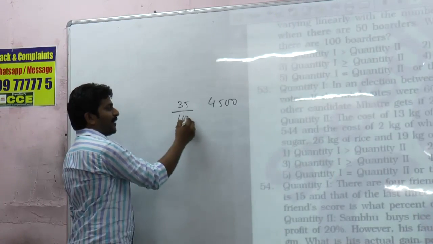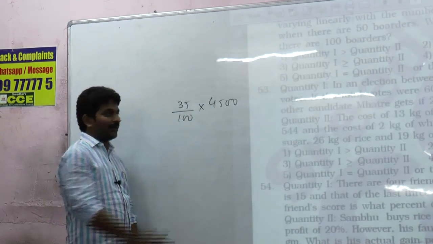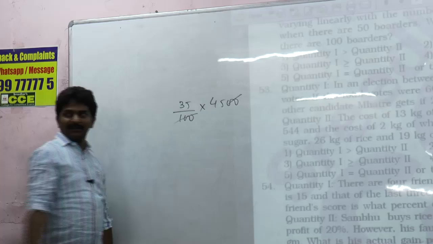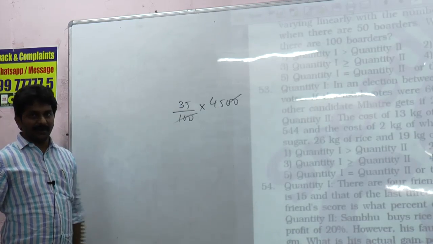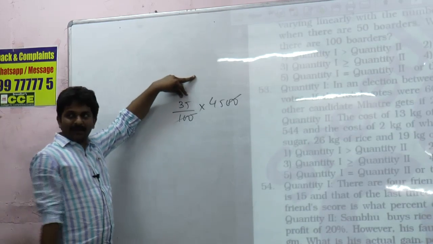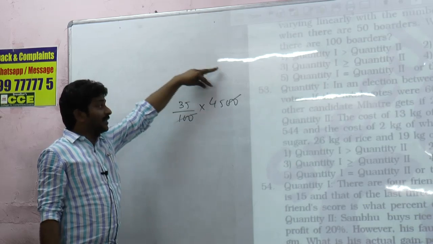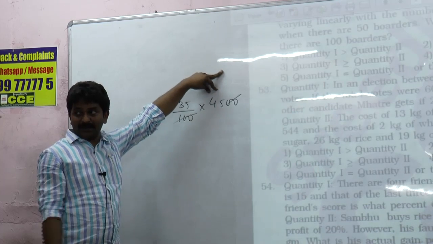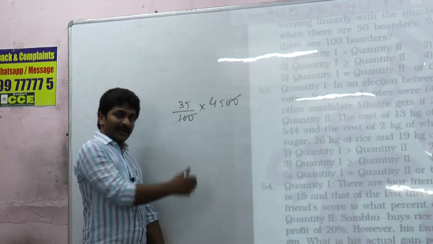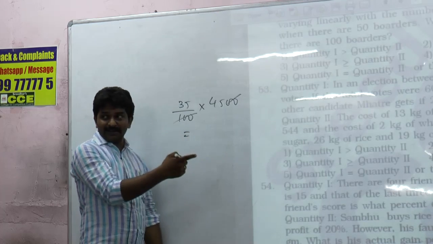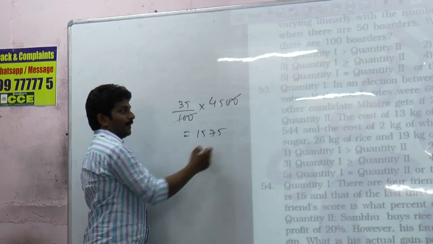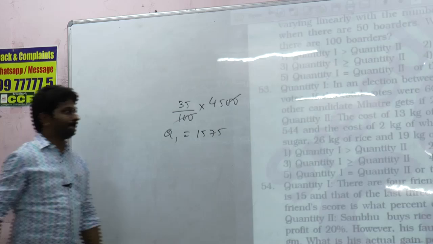35% in the sense 35 by 100 into 4,500. The two zeros cancel. Your answer is 35 into 45. Let me treat this number as 40 minus 5 and this as 40 plus 5. A plus b into a minus b, 40 square minus 5 square. 1600 minus 25, 1575. So quantity 1 is 1575.